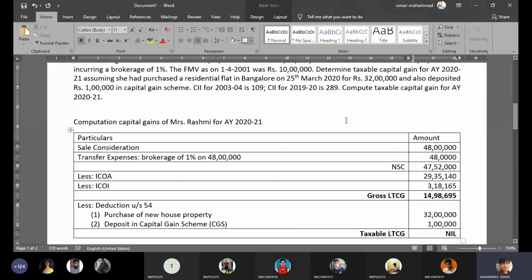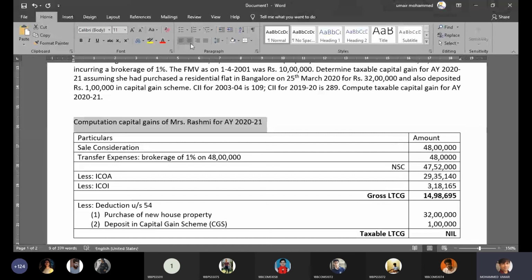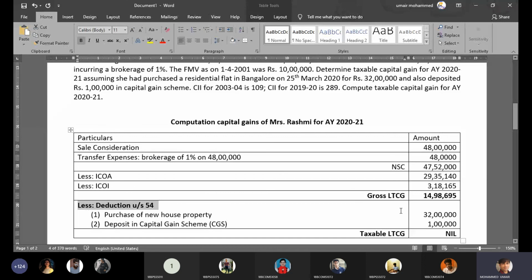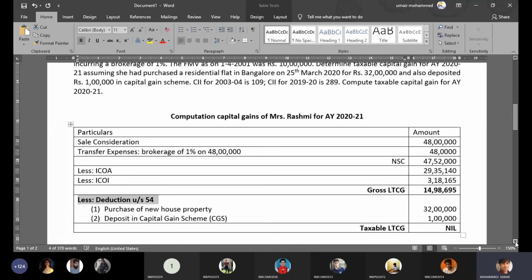So this is how you should compute taxable capital gain by applying the provisions of section 54. In fact, for all the provisions, the concept remains same. The logic remains same. You should sell something and the profits realized from the sale of capital asset should be reinvested somewhere else. So that's the logic behind all the deductions which we would be doing in the coming classes also.